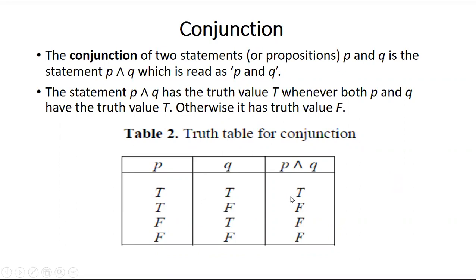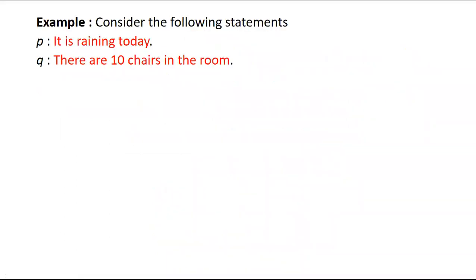True and true gives true, and in all other cases false. P true, Q true: true. P true, Q false: false. P false, Q true: false. P false, Q false: false. Okay? True and true gives true, and all remaining conditions are false.